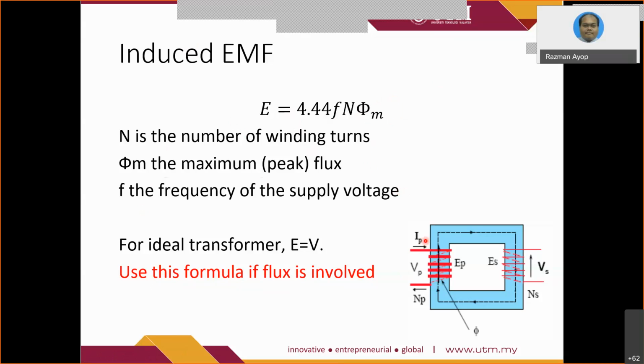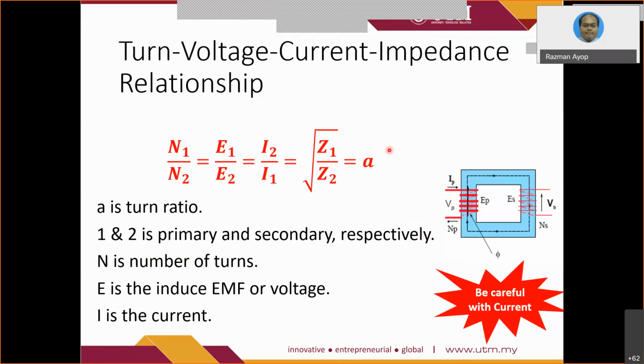And then this is the important one because we will use this a lot. Actually most of the questions are on the turns, voltage, current, impedance relationship. This is not given in the question, so you have to memorize it. Make sure you memorize the equation. It's simple. N is the number of turns. N1 divided by N2 is equal to E1 divided by E2.